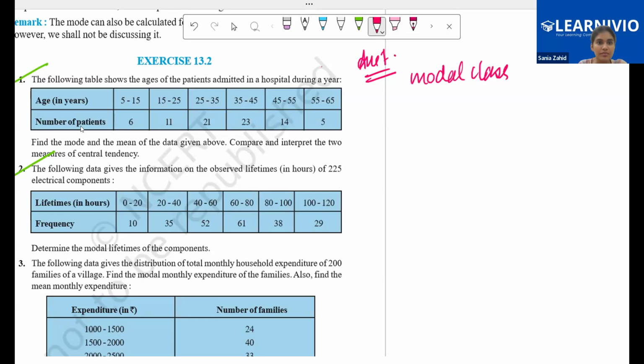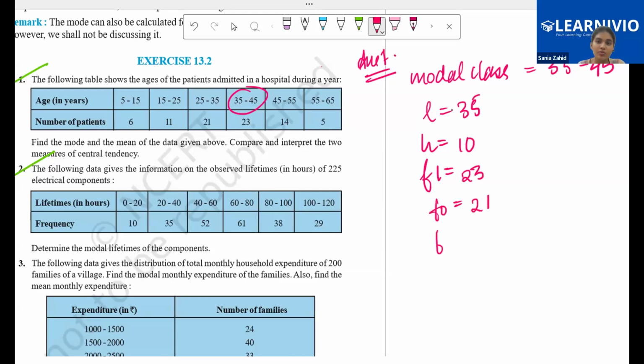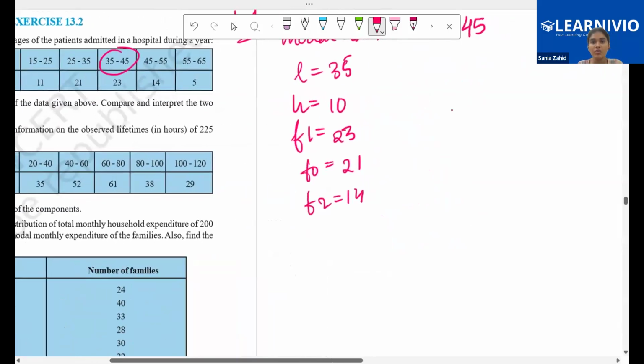Right. Now, what is L? 35. What is h? 10. What is f1? 23. What is f0? 21. And what is f2? 14. Okay. Now, what is the formula for finding the mode?